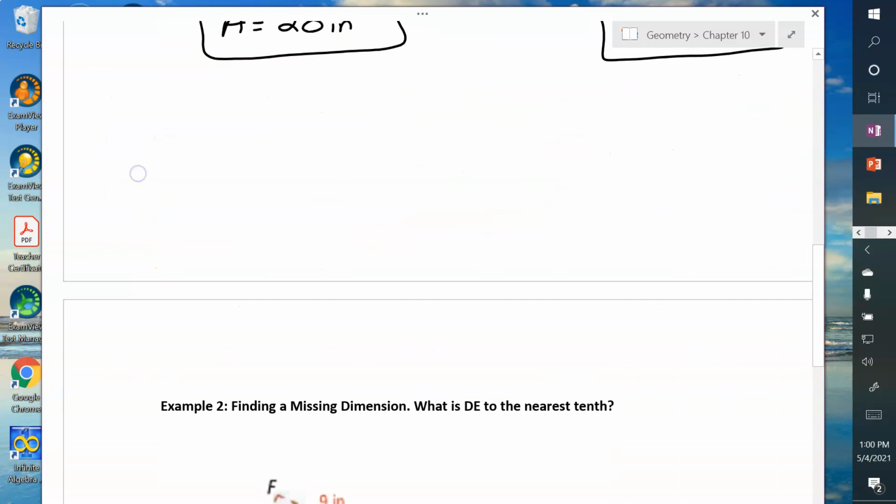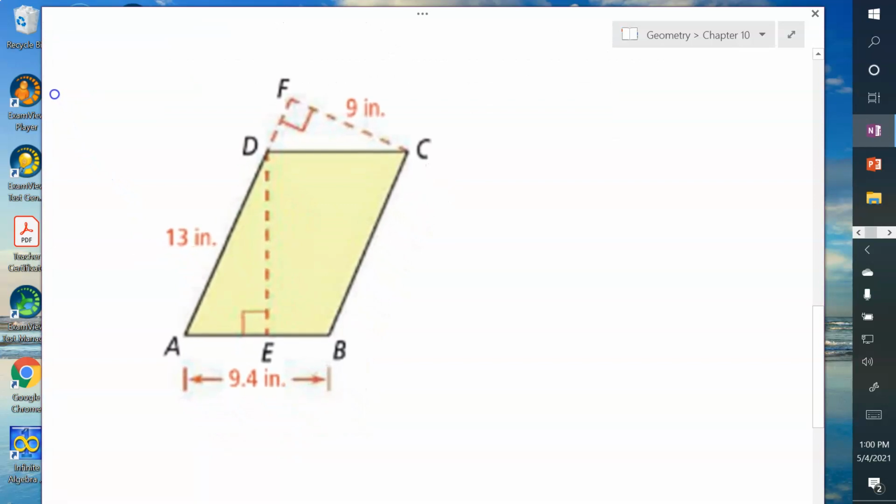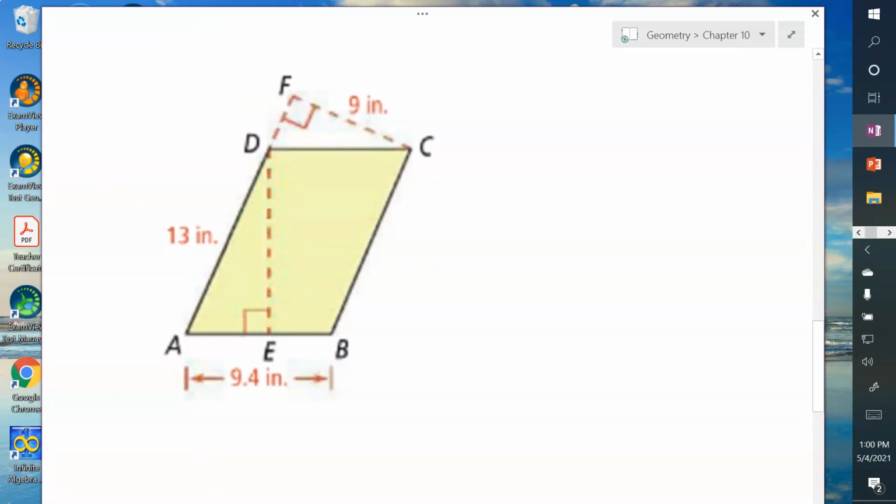All right, so now what if I don't give you those proper dimensions? What if I have a problem like this? And I know that I have line segment AB is 9.4 inches long. Here's our height, the 9 inches. That's our height there. And we have a base of 13 inches. And that takes care of the area of our parallelogram. So area is going to be base times height.